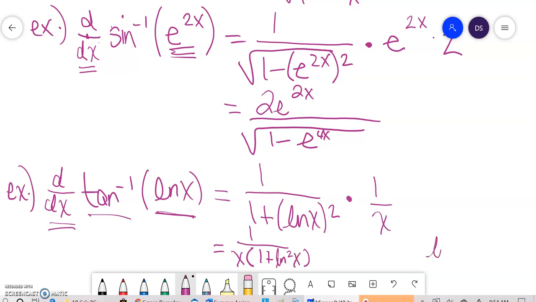What I can't do is this. That is not equivalent to the quantity natural log of x squared, because this is squaring the x, and this is squaring the natural log of x. Kind of like the same thing as our trig functions. This does not equal that. So be careful with your parentheses, and yes, be careful with your parentheses.